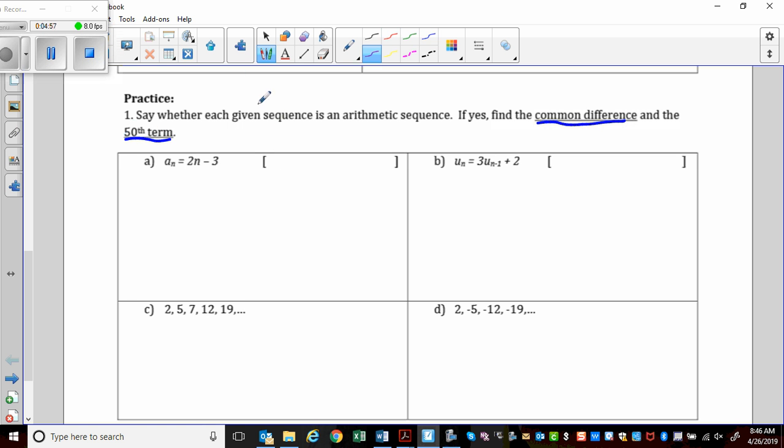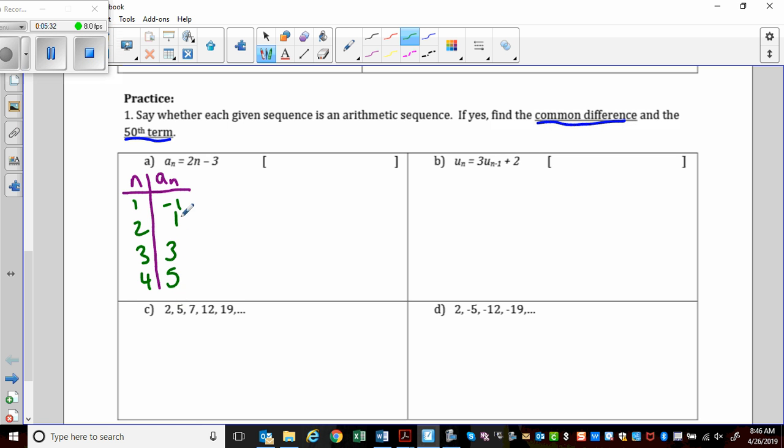All right, a sub n equals 2n minus 3. So if this is n, let's make a little chart. Then let's find a sub n, or our y. I'm going to try when n is 1. When I plug in 1, I get 2 minus 3, which is negative 1. I'm going to try when n is 2. I get 4 minus 3, which is 1. When n is 3, I get 3. And when n is 4, I get 5.